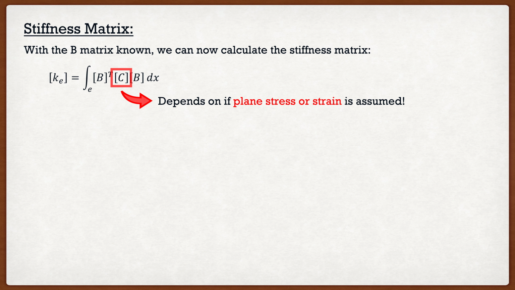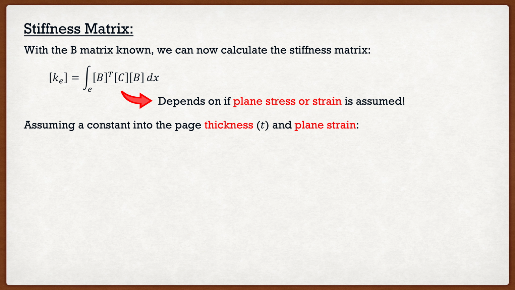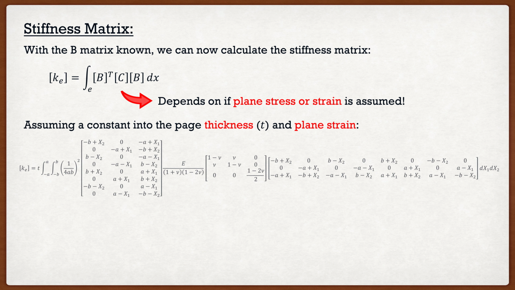All right, so it's actually not too bad. So if we assume a constant into-the-page thickness t, and we use plane strain, so therefore we're picking a particular C that corresponds to plane strain, well, our stiffness matrix can actually be obtained using the following equation. Yes, it's actually this gross, but don't worry. When we deal with the finite element method, we always throw it into a computer, so it's not as bad as it looks. If you guys have to do this by hand, I'm sorry. I don't know who your professor would be, but let me just apologize on their behalf.